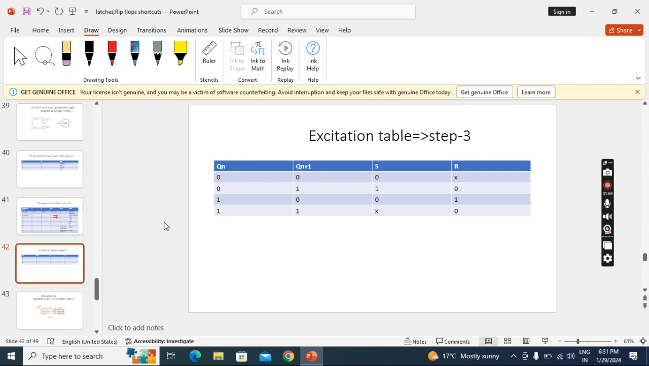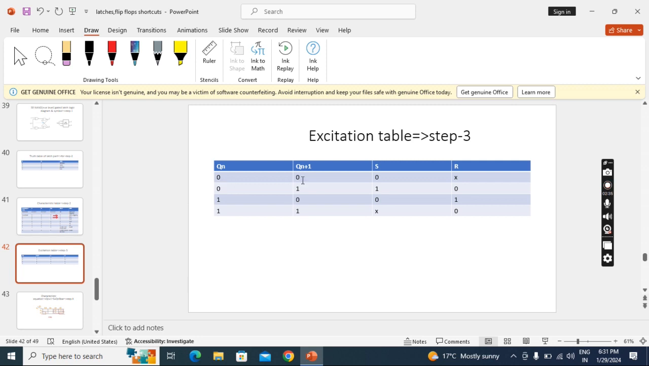Now we'll see the excitation table. This is step 10. In the excitation table, we write n plus 1. This n is the present state, n plus 1 is the next state at the input side, and we will predict what the SR input values can be. When we get these n plus 1 values, what can be the SR input values. Like that we do the excitation table. If there are two inputs, 0 0, 0 1, 1 0, 1 1 will come. 4 combinations. Now we'll see how to write these SR values in the excitation table.